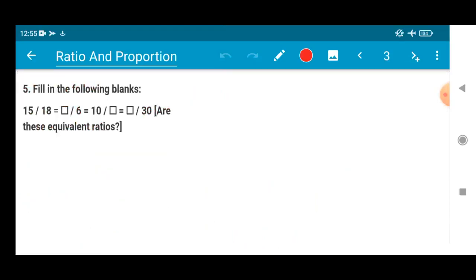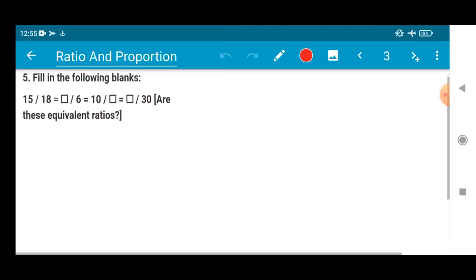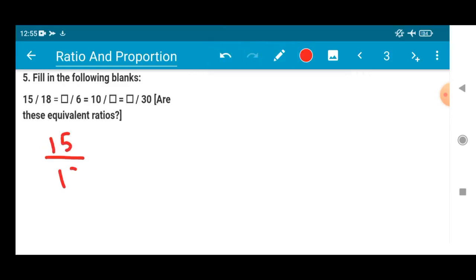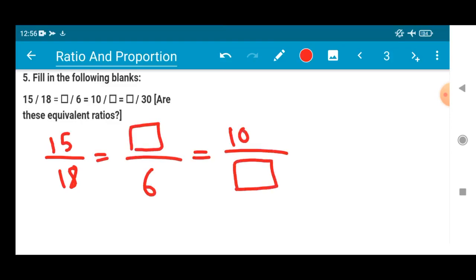Okay, the final question for today's session is question number 5. Fill in the following blanks. Let me write the question properly first. 15 by 18 is equal to a box, which we have to fill, divided by 6, is equal to 10 divided by another box, which we have to fill, again box divided by 30.